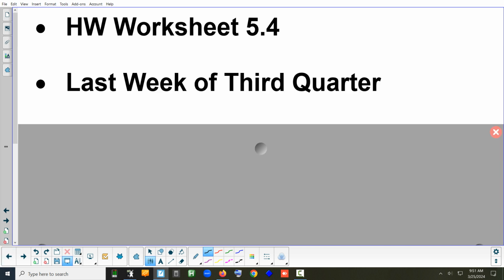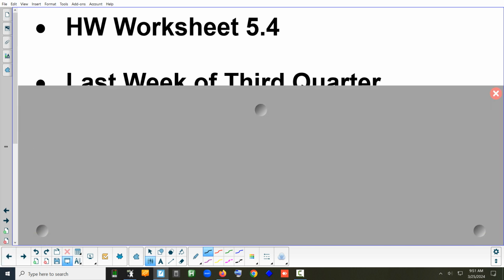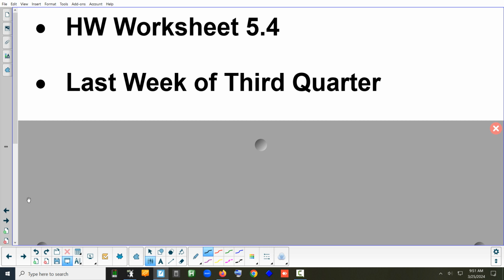So the homework for tonight might have some no solutions, might have some infinite, and it might have some regular. Okay, just like we did in class. Just a reminder, this is the last week for quarter 3. And the homework tonight is the worksheet on 5.4. So everybody know what homework for tonight is? 5.4? Got it? Okay.